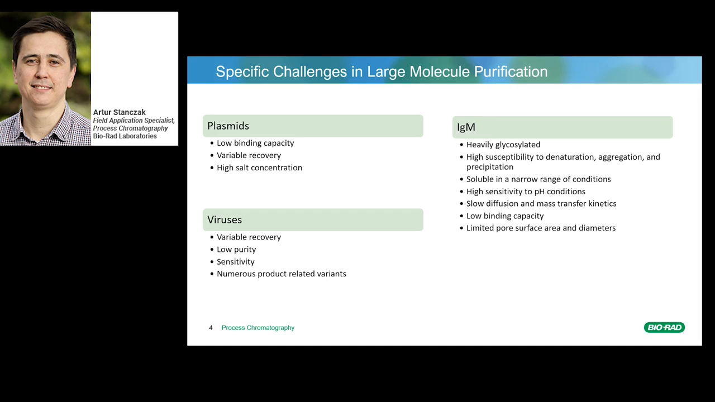Plasmids, for example, after fermentation vary in terms of yield and quality of supercoiled form. They require high salt concentration for elution. However, a solution for it is to use ceramic hydroxyapatite media with sodium phosphate as an eluent. Viruses can be sensitive to shear stress and have a large amount of closely related impurities. IgMs, on the other hand, are susceptible to aggregation and fragmentation in suboptimal conditions. All of them, however, suffer from slow diffusion and mass transfer kinetics, and as a result, a low binding capacity.